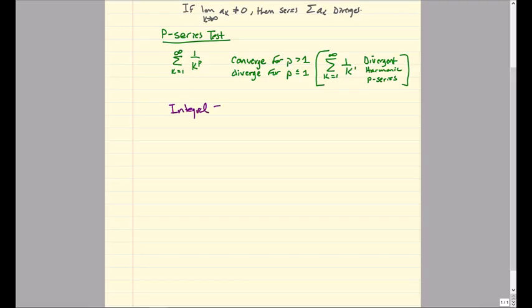So the integral test basically looks at the integral of the sequence. So the way that we'll write this out, we'll say suppose f is a continuous, positive, decreasing function for x greater than or equal to 1. And these are all important. I have to check for all three of these things.